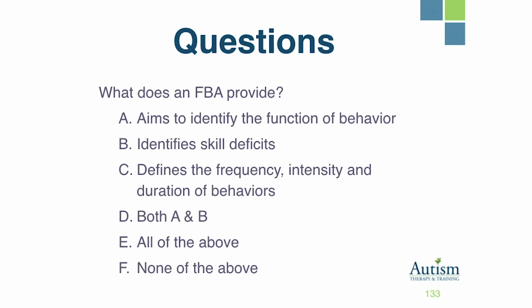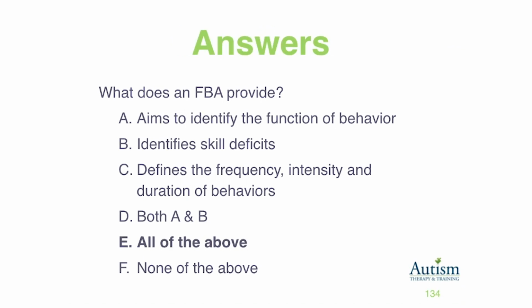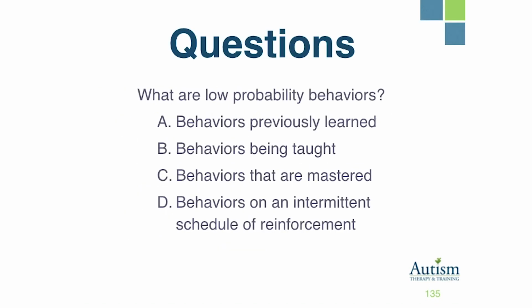What does an FBA provide? A, aims to identify the function of behavior. B, identifies skill deficits. C, defines the frequency, intensity, and duration of behaviors. D, both A and B. E, all of the above. Or F, none of the above. And the correct response is E, all of the above.